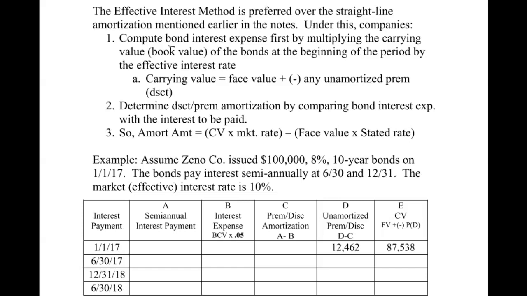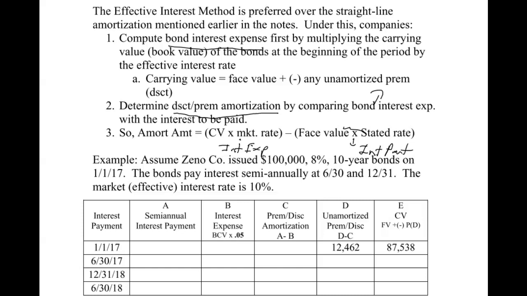The first thing we're going to do is compute bond interest expense. We do that by multiplying the carrying value at the beginning of the period by the effective interest rate, which is the market rate. We're then going to get the discount or premium amortization by comparing the bond interest expense that we just calculated in the first part to the interest to be paid, which we calculate at the very beginning of a problem by taking the face value times the stated rate. So this is the interest payment, and this right here is the interest expense. So basically number 3 here is just restating what is said in number 2.